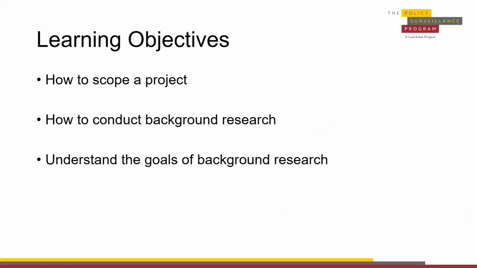So we're going to talk about generally what we mean by scoping and how this happens in the policy surveillance context. Additionally, we're going to talk about how to conduct background research. With that, we're also going to talk about the goals of background research and understanding how the goals of background research relate to conducting background research and scoping a project. Really, while these are two separate steps in terms of the policy surveillance process, they are interrelated steps that will help build the base for the rest of your project.